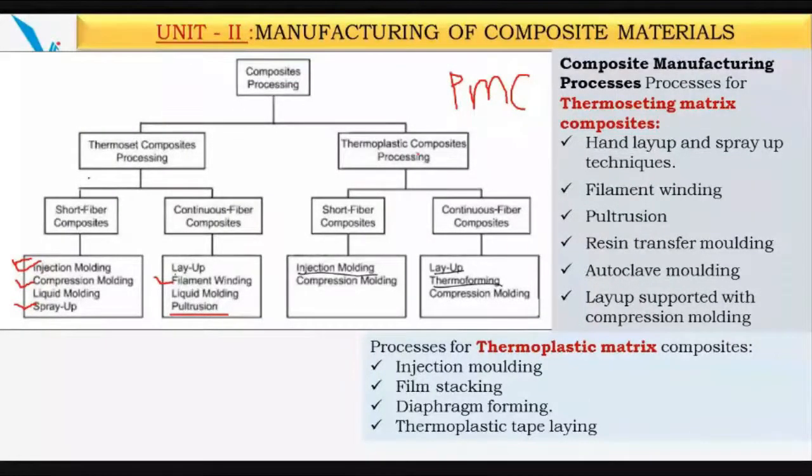If you go for thermoplastic composites, then in thermoplastics also the reinforcements will be fibers, whether short fibers or continuous fibers. Based on that, you can just see these methods of manufacturing. So this is again the thermoset matrix; these methods come under this. For thermoplastic, these methods come under this. In that also, some methods can be common to both or unique.